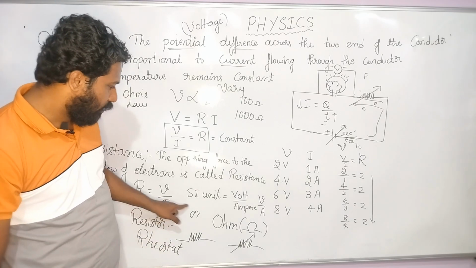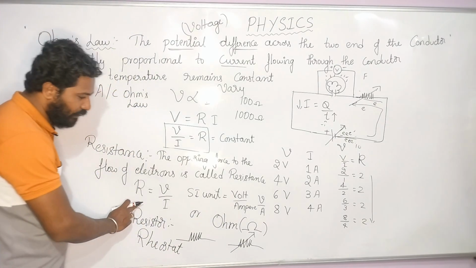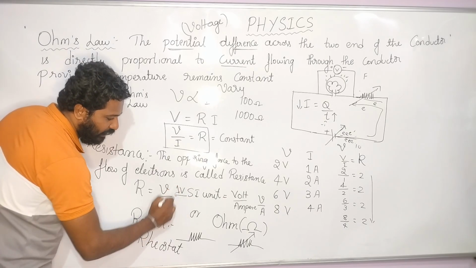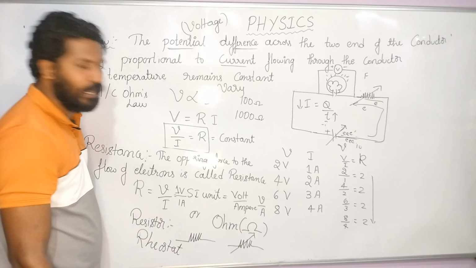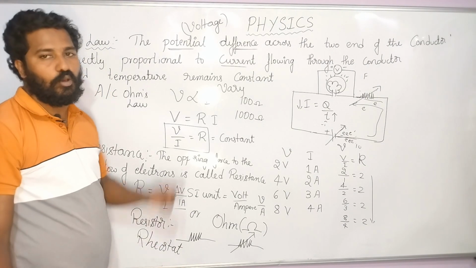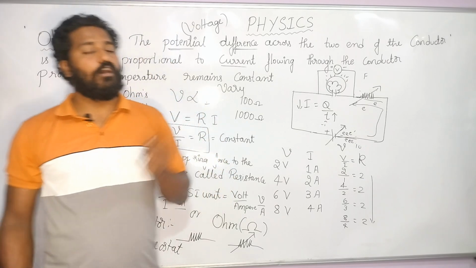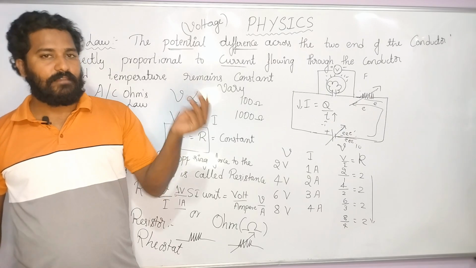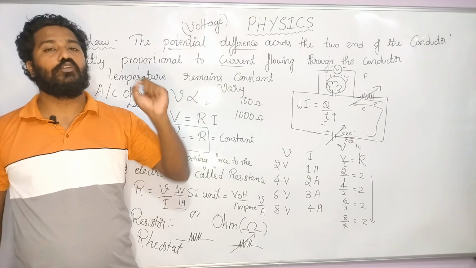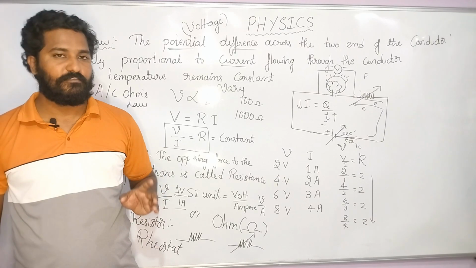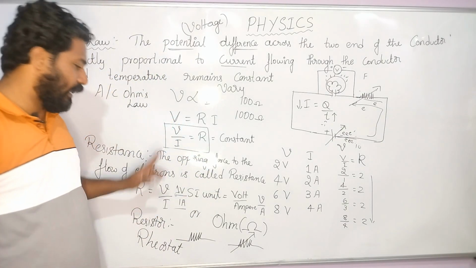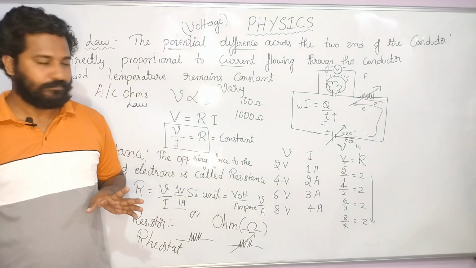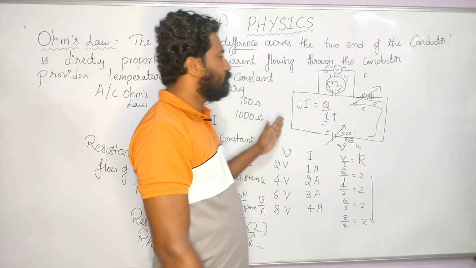Next, we didn't define one ohm here. So what is 1 ohm? When the voltage across the conductor is 1 volt and the current flowing through it is 1 ampere, we say the resistance is 1 ohm. See, all these are very important: 1 ampere, 1 ohm, 1 volt. They will frequently ask you to define the unit of potential difference, meaning 1 volt, or the unit of resistance, meaning 1 ohm. So these are all about Ohm's law.